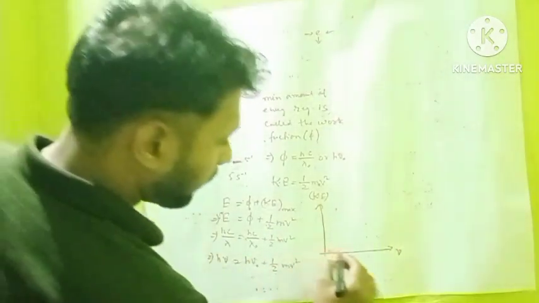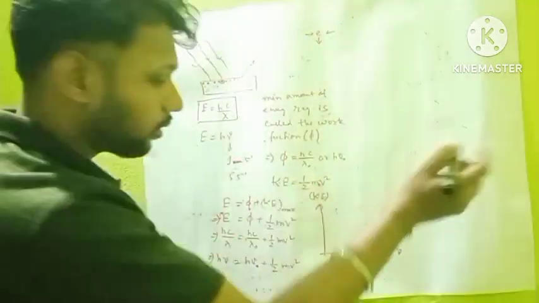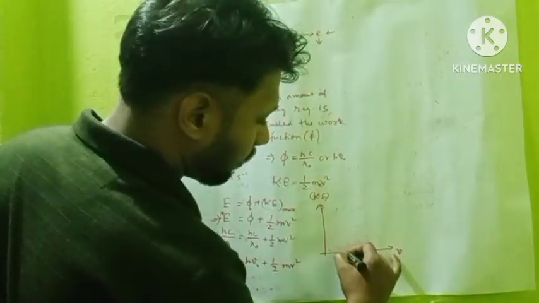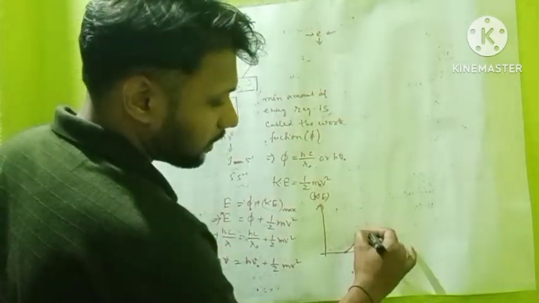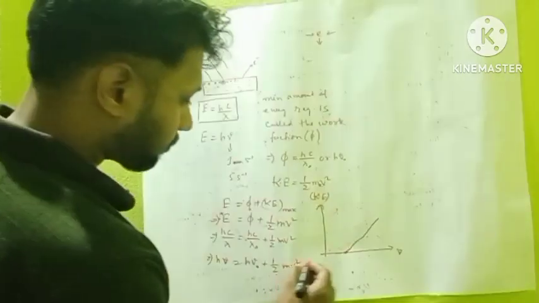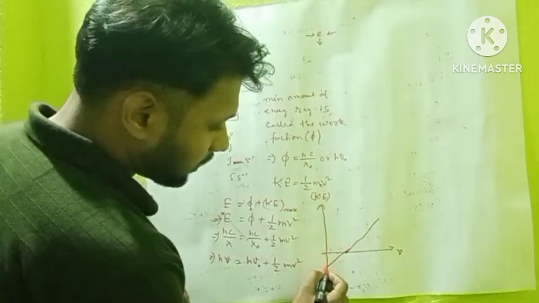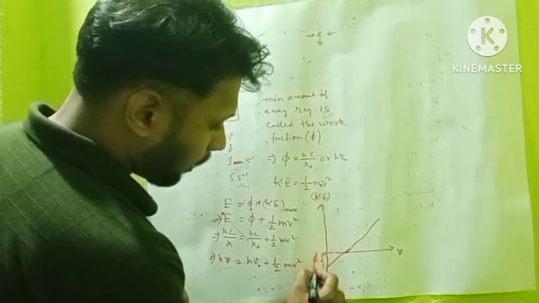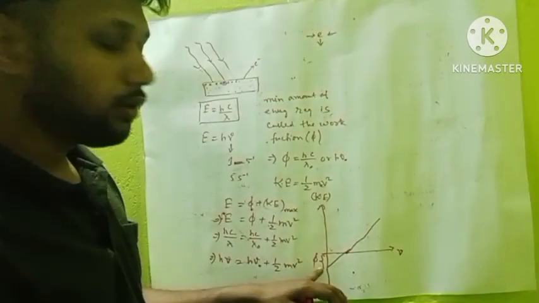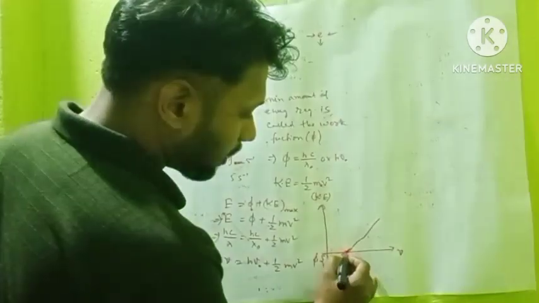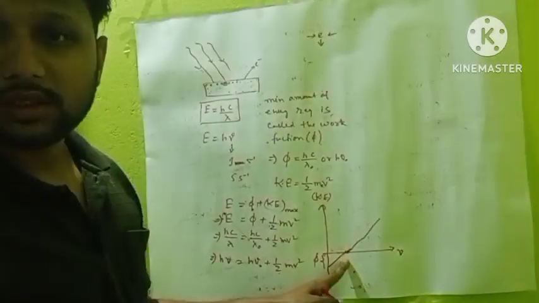Since there are no electrons coming out of the surface, the kinetic energy will be zero. Now at a certain point, the electron starts coming out of the surface. From here, as I increase the frequency, the kinetic energy increases linearly. If I extend this graph, it will intersect here, and this will be our work function, that is phi. This is the minimum frequency value where the electron is released.